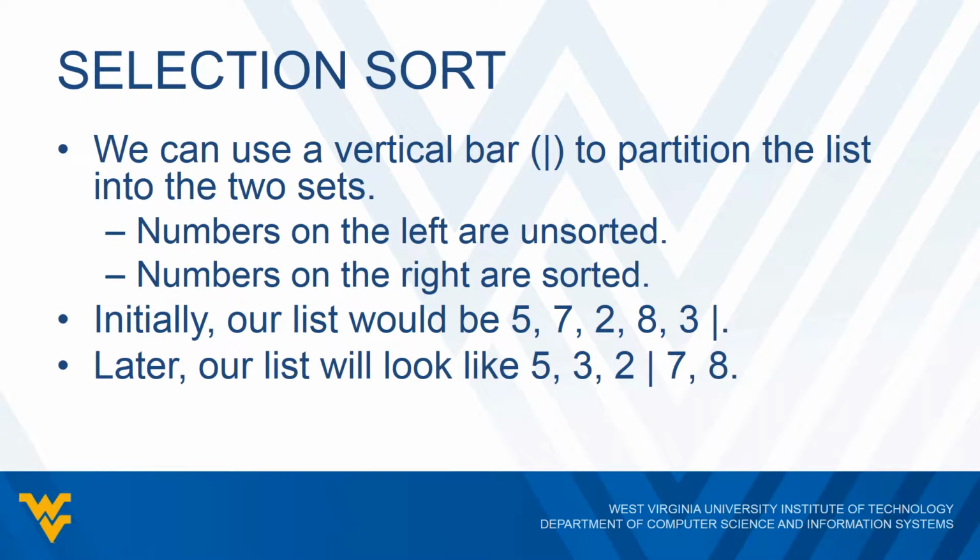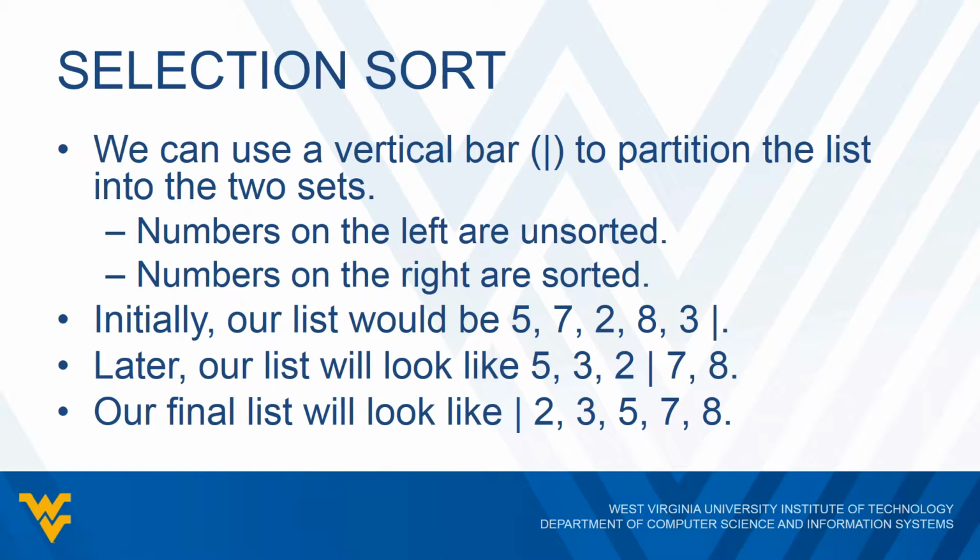Later on, our algorithm is going to look something like this, where 5, 3, and 2 are not sorted yet, so that's going to be on the left side. 7 and 8 are sorted, technically, so they'll be on the right side of the vertical bar. And eventually, our list is going to look something like this, where we have the vertical bar on the far left side, everything to the right is sorted, and we see that we do have a sorted list.